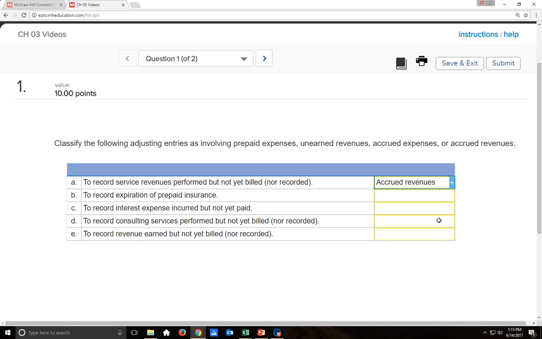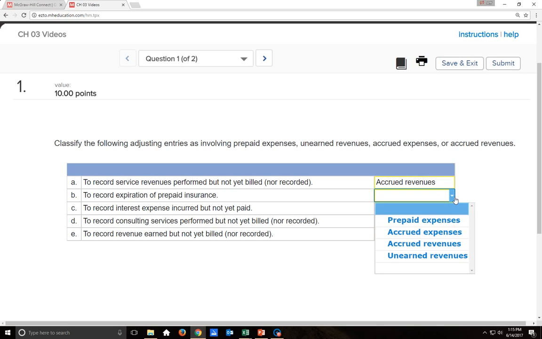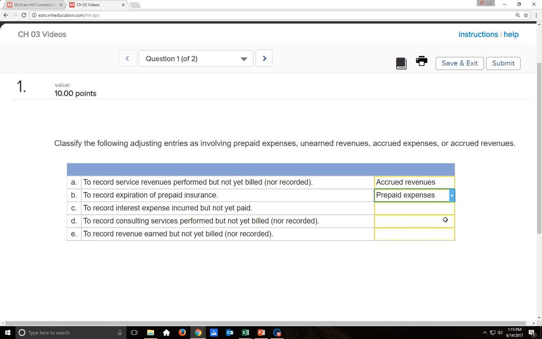Okay? Let's move to the next one. To record an expiration of prepaid insurance. Our options are prepaid expense. Well, that's definitely what it's going to be. We have an expiration of a prepaid insurance. So they currently have an asset called prepaid insurance. They've used up some of the asset. The portion of that asset used up in the period is becoming an expense in the period. And in this case, the name of the expense is going to be a prepaid expense or prepaid insurance expense. Either of those should be fine.